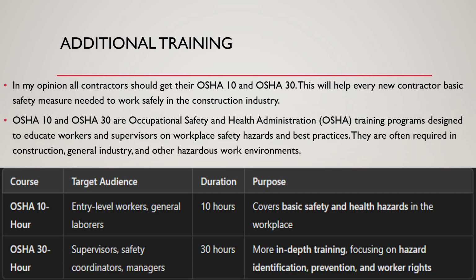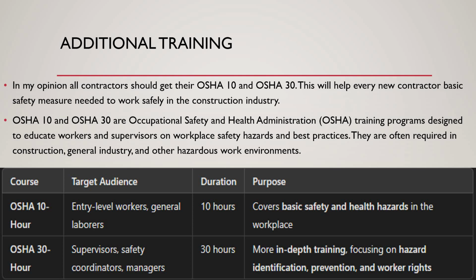All right, additional training. In my opinion, all contractors should get their OSHA 10 and OSHA 30. This will help every new contractor understand basic safety measures needed to work safely in the construction industry. OSHA 10 and OSHA 30 are Occupational Safety and Health Administration training programs designed to educate workers and supervisors on workplace safety hazards and best practices. They are often required in construction, general industry, and other hazardous work environments.